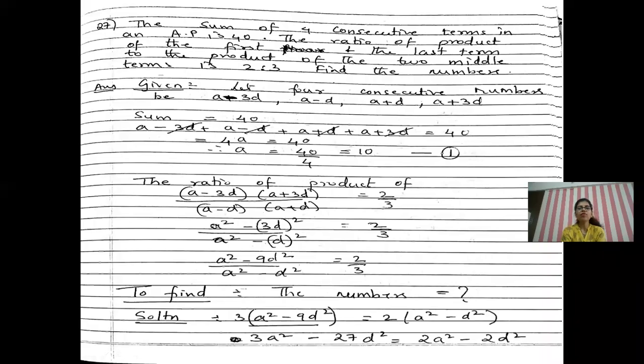Hello children, today we are going to start with the 27th sum of AP. The question is written on the slide for you. You can read the question from here. It says: the sum of four consecutive terms in an AP is 40 and the ratio of the product of the first and the last term to the product of the two middle terms is 2 is to 3.